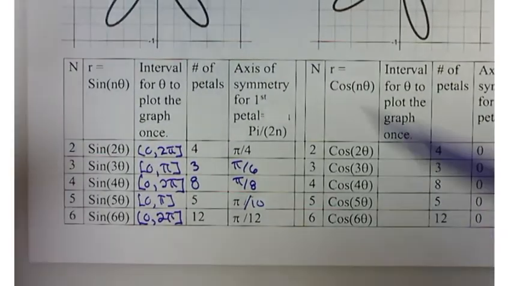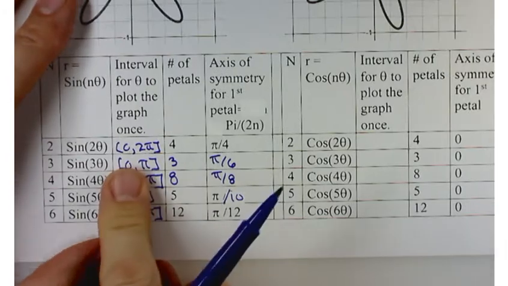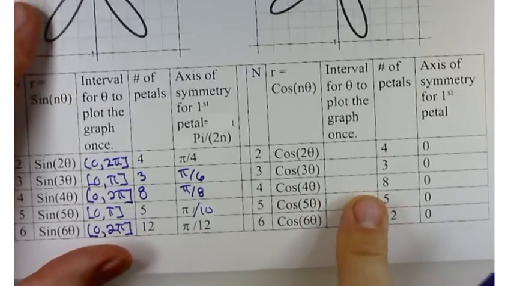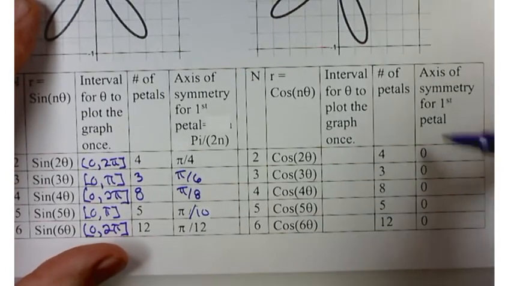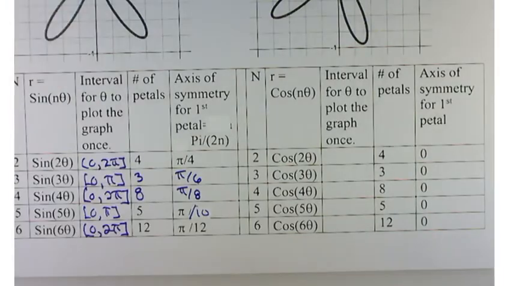Okay. Are you catching on to these ideas here? The same thing is going to apply here. The nice thing about the graph of the cosine is that the axis of symmetry for that first petal is always 0. So that's a nice thing about that.